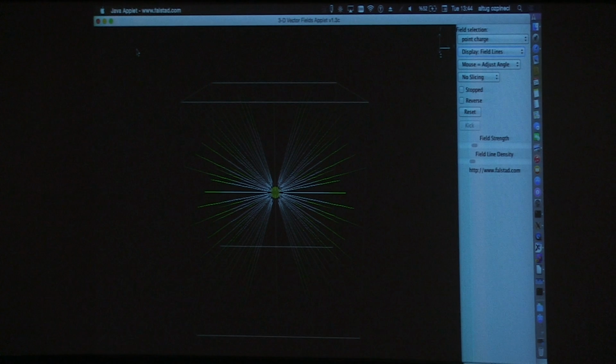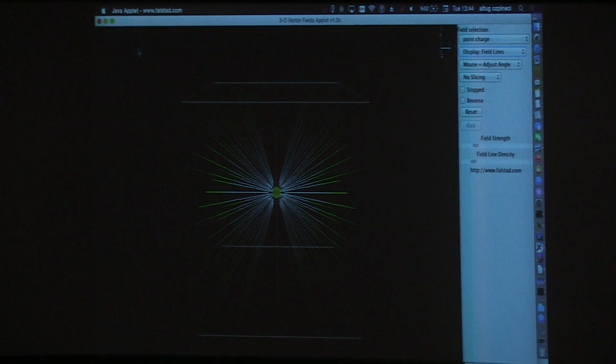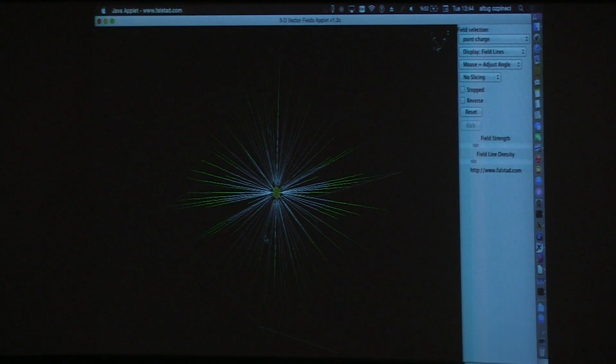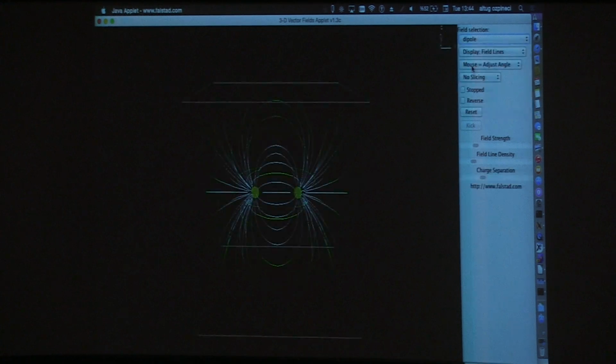Here, for example, is an example where you have the electric field lines of a point charge. So as you can see, they're just pointing radially outward. And some more interesting stuff would be, let's say, not a point charge, but we also studied this dipole, where we had one positive charge and another negative charge, and this is how the field lines look.